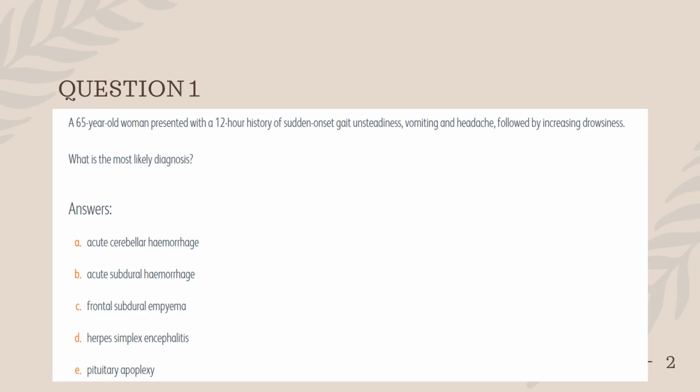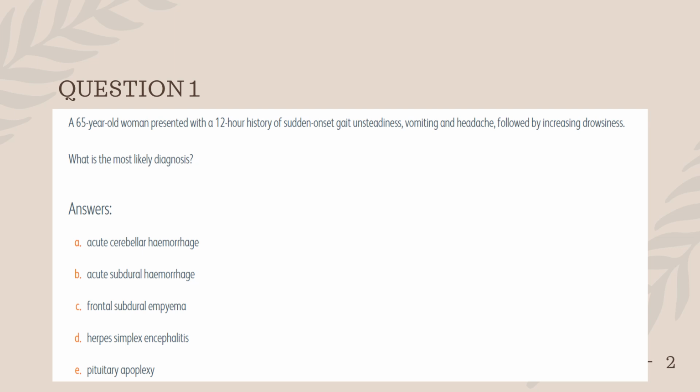So here's question 1. A 65-year-old woman presented with a 12-hour history of sudden onset gait unsteadiness, vomiting and headache, followed by increasing drowsiness. What is the most likely diagnosis? As I had sat for the August exam, what I realized is that they have more straightforward and fact-based questions. They do have clinical questions as well, but the question is not that lengthy as opposed to what we see in past tests or any study material. It's almost a straightforward question.